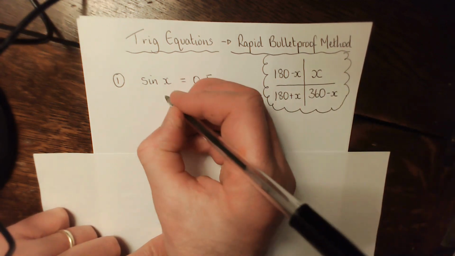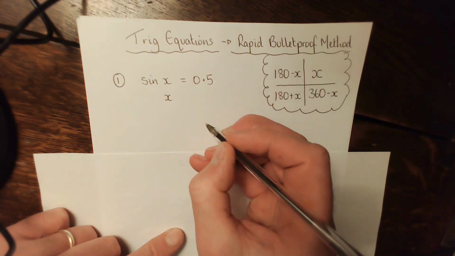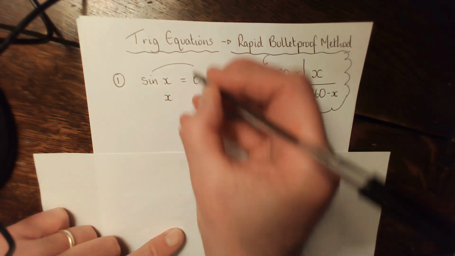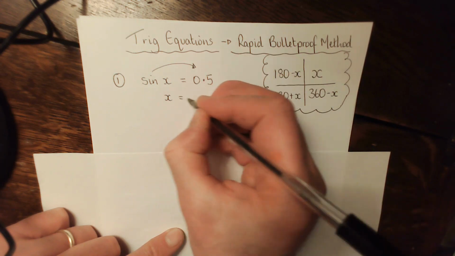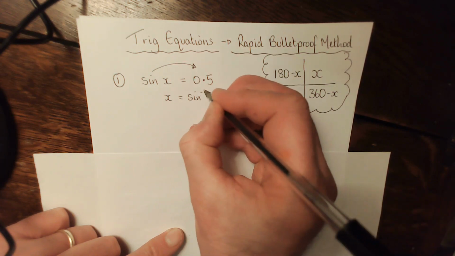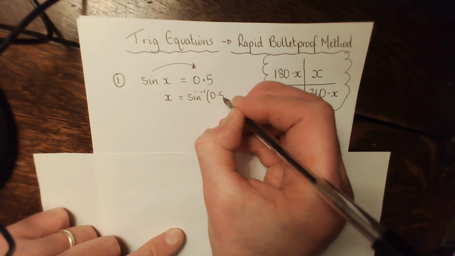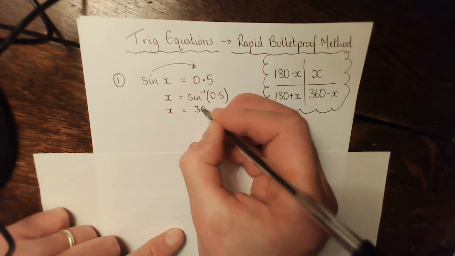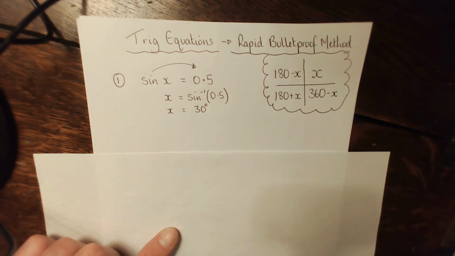So what do we do? Well, sin x in question 1 is equal to 0.5. I'm going to take the sin over to the other side. That makes it sin minus 1 of 0.5. If I pop that into my calculator, I should get 30 degrees.